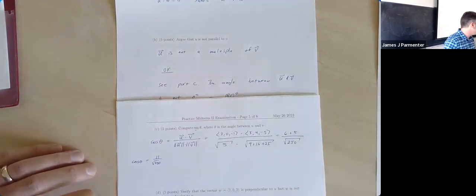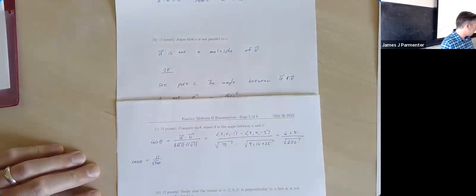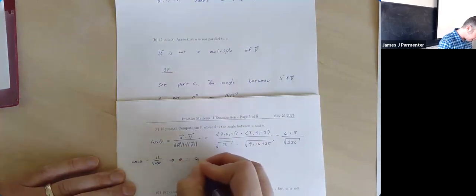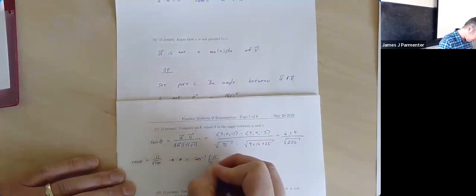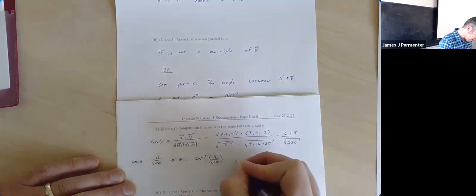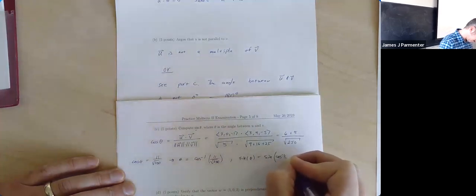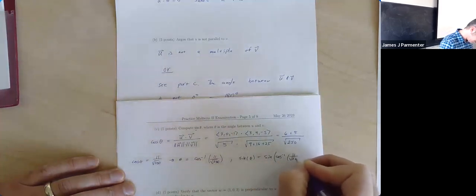Now, technically, you could say, well, then theta equals the inverse cosine of 11 over root 250, and sine of theta is just sine of inverse cosine of that. I don't think that's what you're intended to do. But if you were really stuck, you could go that way. Theta equals the inverse cosine of 11 over root 250, and then sine of theta is equal to sine of inverse cosine of 11 over the square root of 250.